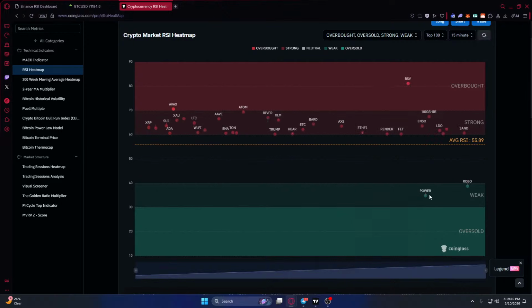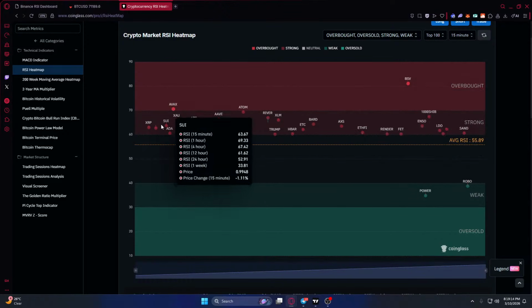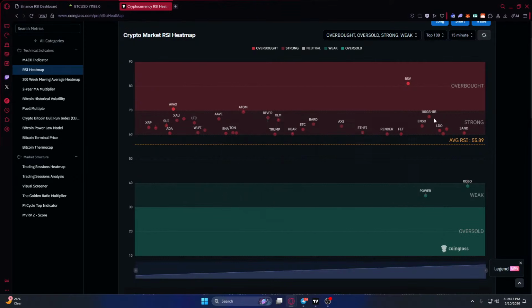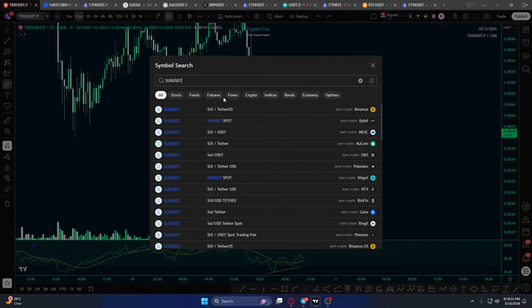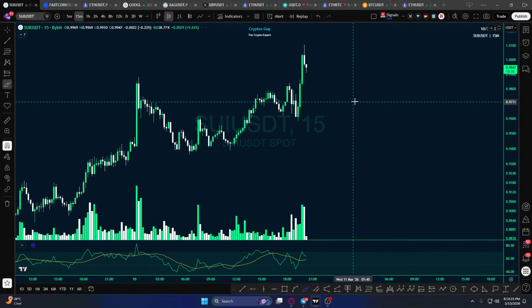And we have here BSV moving toward the upper side. Let me look at SWE here. What's SWE doing? XRP was really great. Yep, XRP was a good setup.